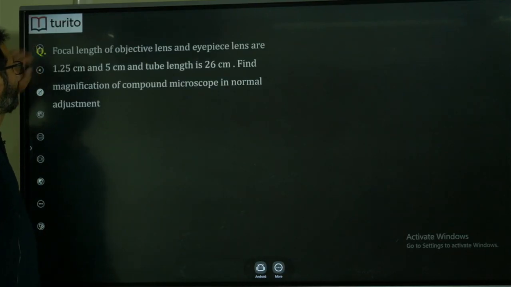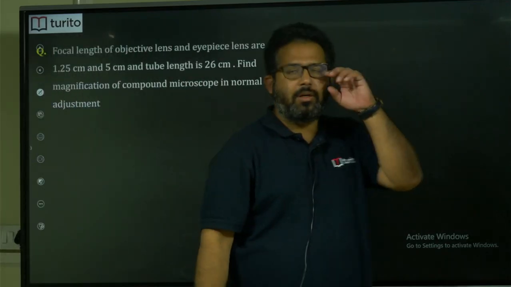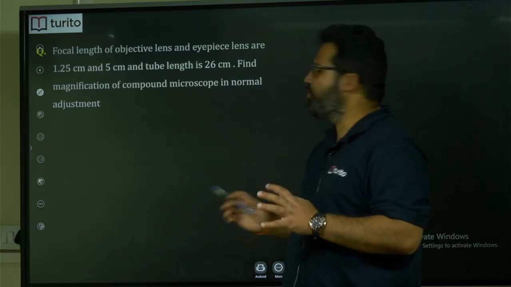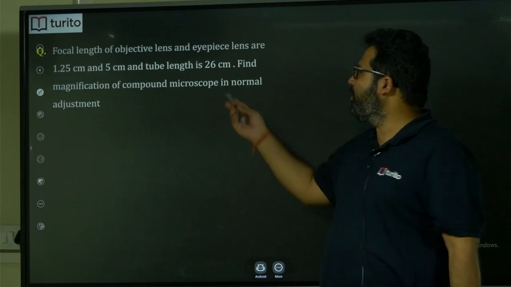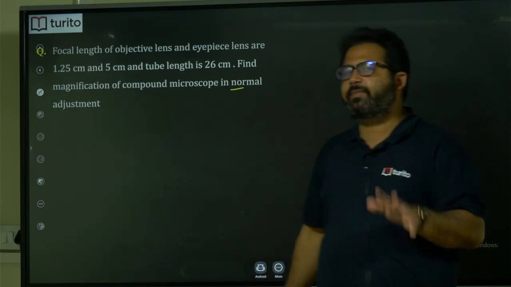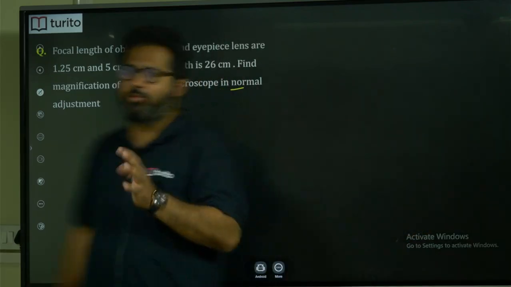Now moving to the next question. The next question is based on the compound microscope. I hope all of you are okay with the concept of the compound microscope in normal adjustment. Normal adjustment means the final image is at infinity. Now a simple formula you have to apply.